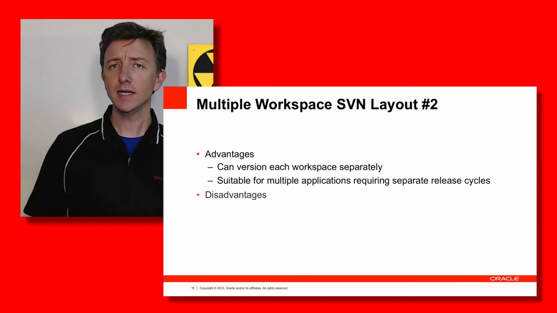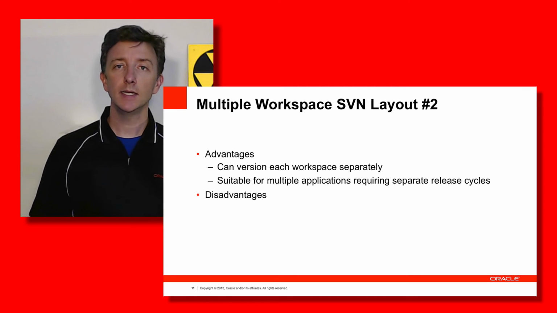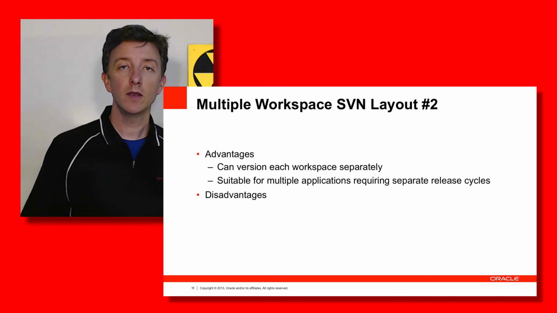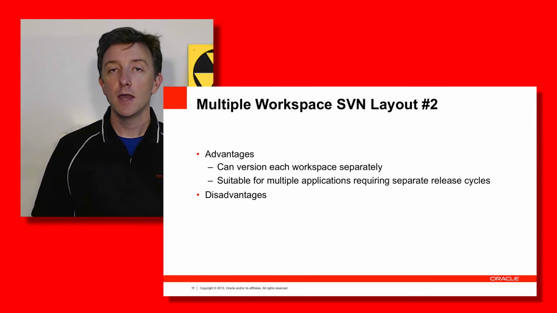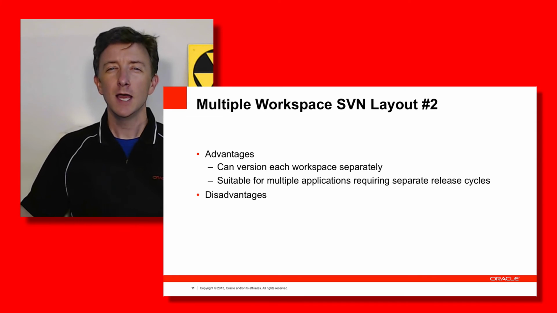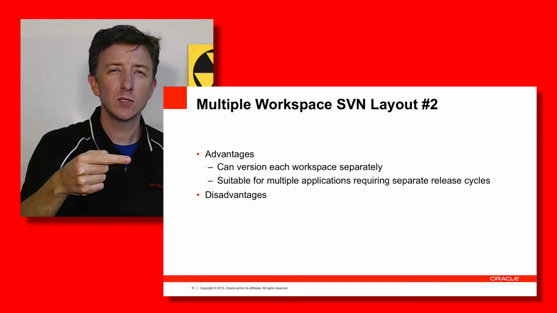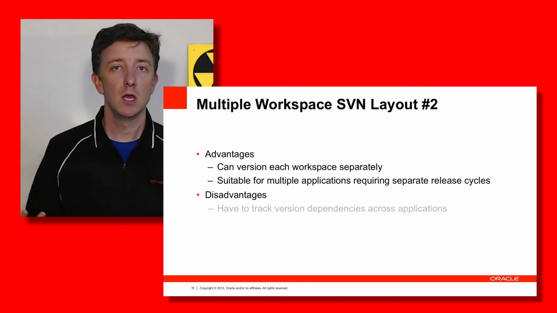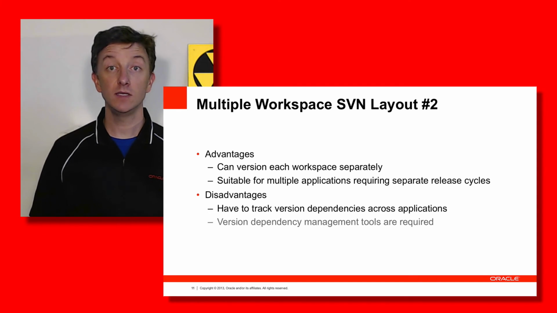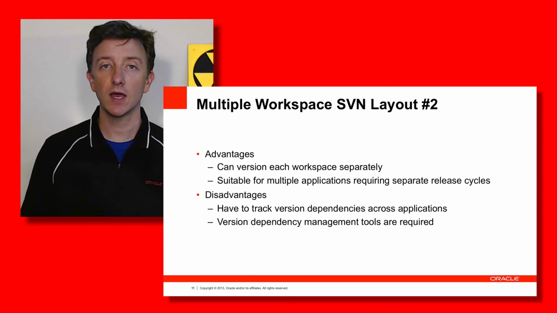However, the disadvantage of this particular layout scheme is, now those two workspaces may be reliant on another workspace, let's say a banner taskload workspace. Now, this master application, is it reliant on branch 1.1 of that banner taskload workspace or branch 1.2? You're going to need tools like Apache Ivy to assist you in keeping track of that.